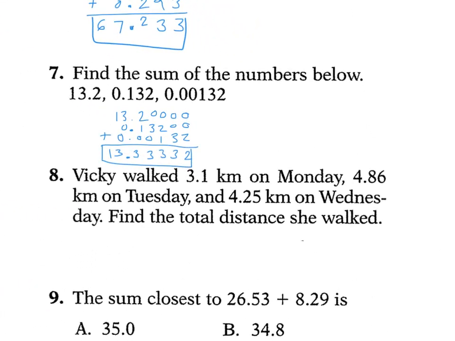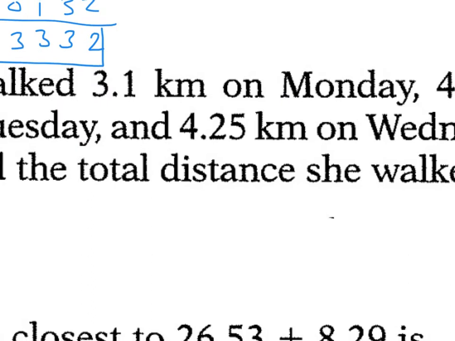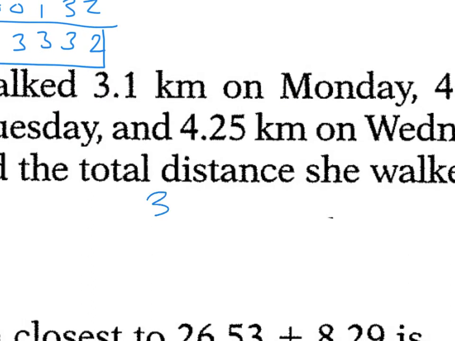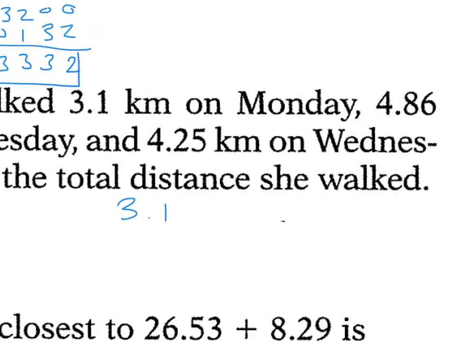Number 8, Vicky walked 3.1 kilometers on Monday, 4.86 kilometers on Tuesday, and 4.25 kilometers on Wednesday. Find the total distance she walked. So we need to add them all up together. So we have 3.1. Next we have 4.86. And then 4.25. I'm going to put a 0 there.